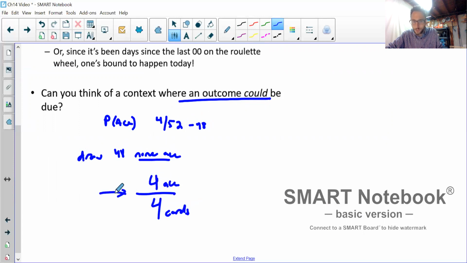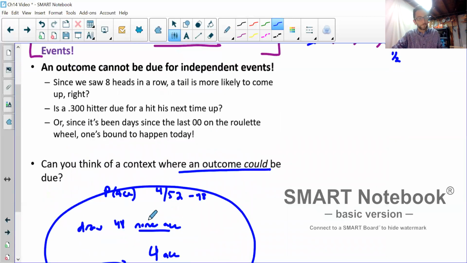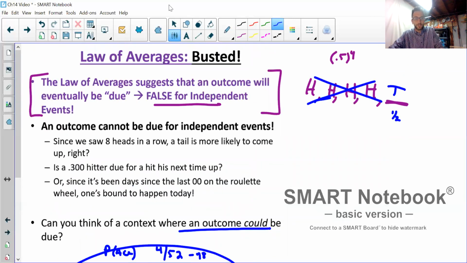So like, now I'm due to get an ace. But this is not dealing with independent events if we're taking out cards and not putting them back. So sure, something can be due if events are dependent, but with independent events, this law of averages is bogus, garbage.